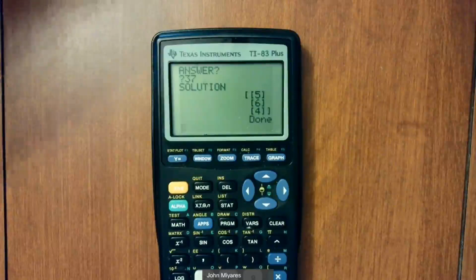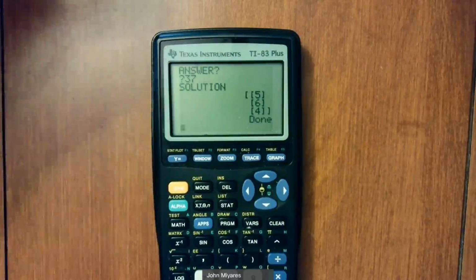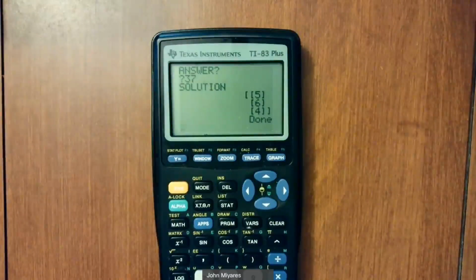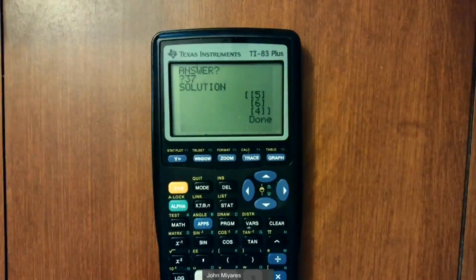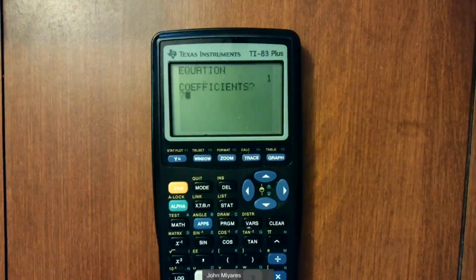What I want to do now is show you what would happen in this program if I had either a dependent system or an inconsistent system. Let's take a look at what happens with the dependent system that I presented earlier in the notes. I'm going to hit enter to start the program again. It tells me this program can solve a system of equations. I'm going to enter number of variables is 3. And I'm going to do the same thing.